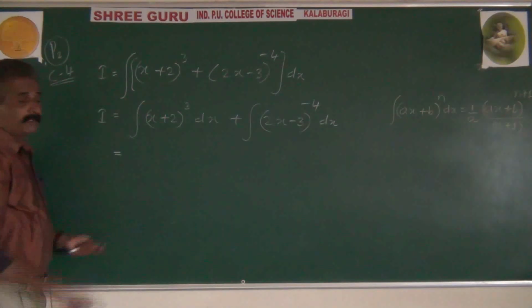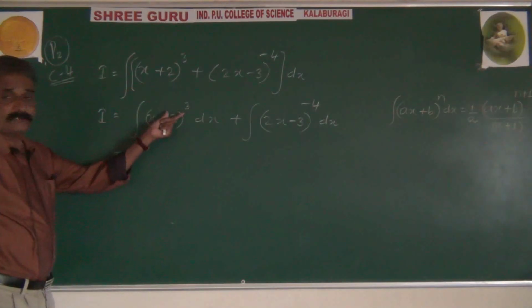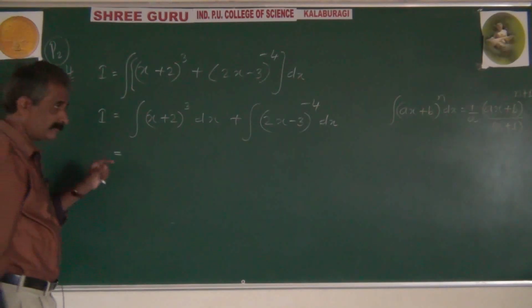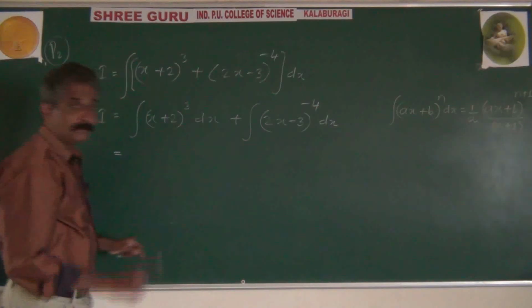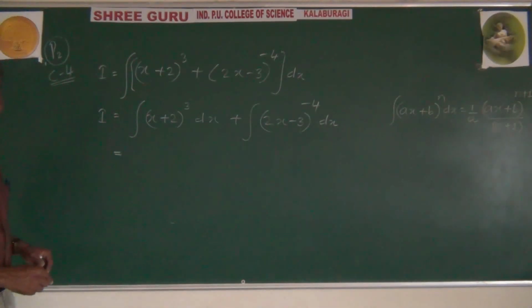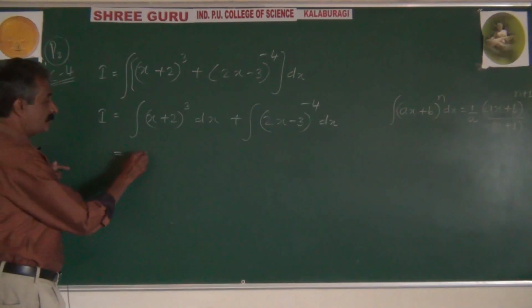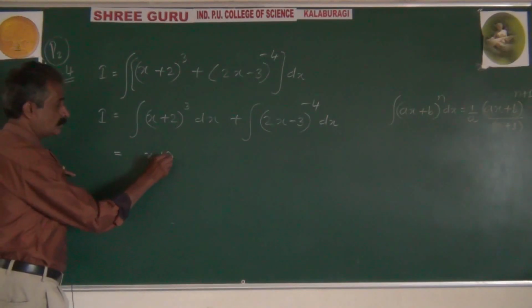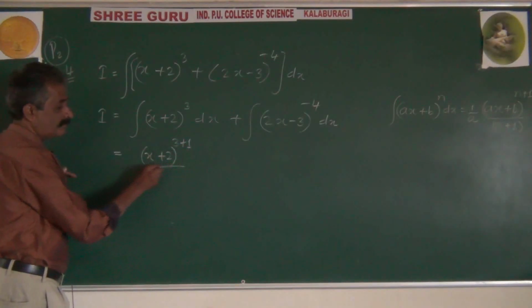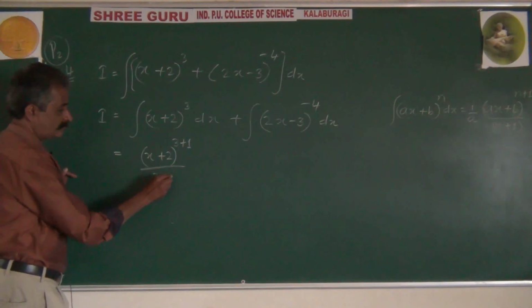On using that formula in the first case, what is n? 3. And importantly, what is the coefficient of x? 1. No question of dividing. There is a dividing in the second one, but not in the first one. So for the first one, what is the answer? (x plus 2) to the power 3 plus 1, divided by 3 plus 1.